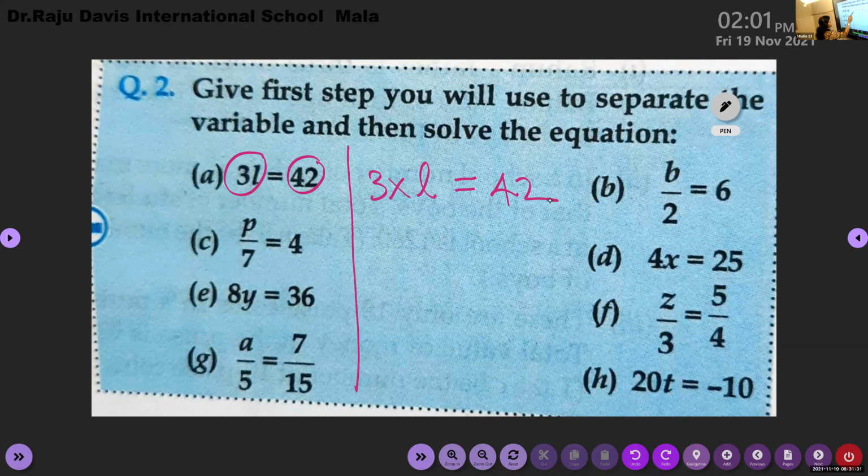So if I want to make L alone, we want to find the value of L. So you have to remove all the numbers along with L. So what should I do to remove 3 here? Ma'am, remove 3 from here. Isn't it? 3 is multiplied. So you will shift this to this side. Now what happens? 3 is numerator here, it will become denominator. So L is equal to 42 divided by 3.